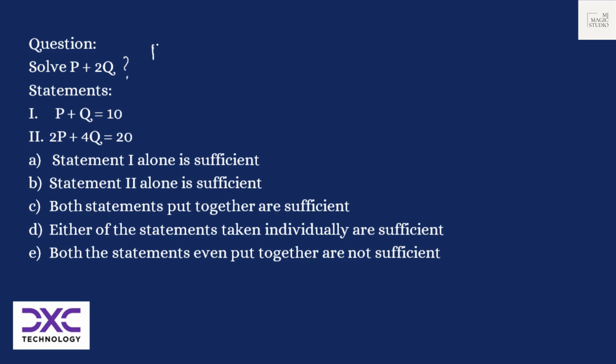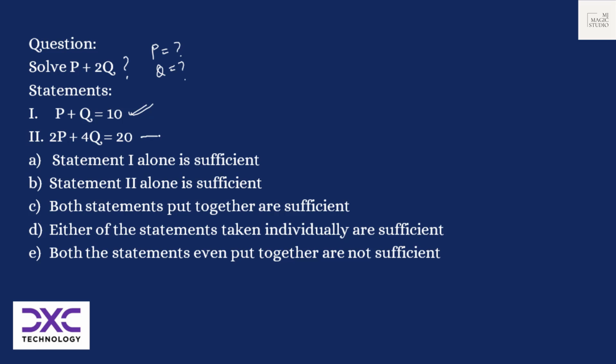They are asking us to find the value of P plus 2Q. That means we need the value of P, we need the value of Q. Statement 1 says P plus Q is 10, but with this we cannot find the individual value of P and Q. We can assume anything and then we can have many sets of P plus 2Q. That is not the answer.